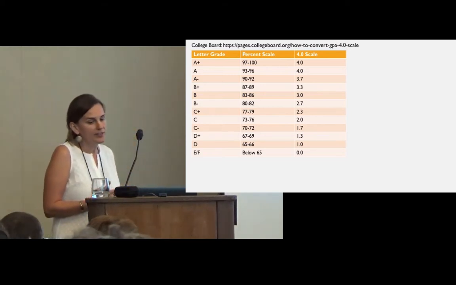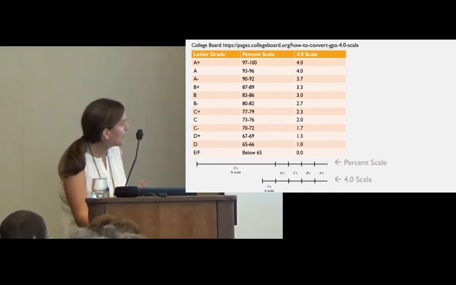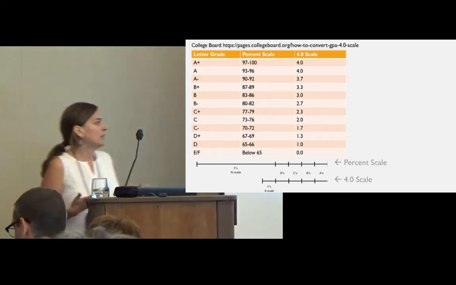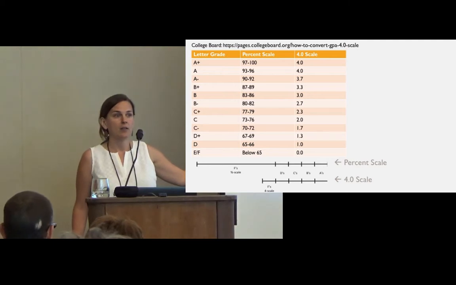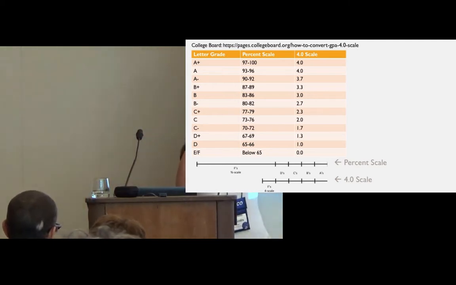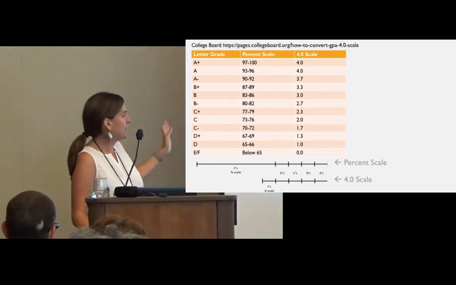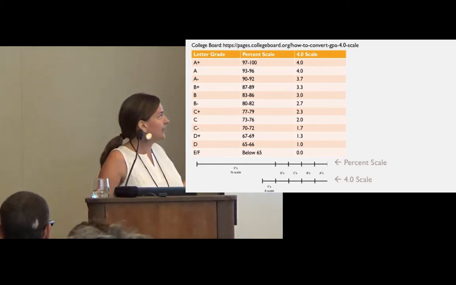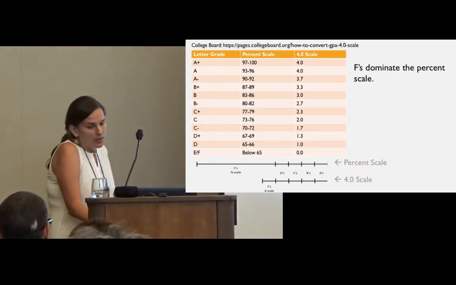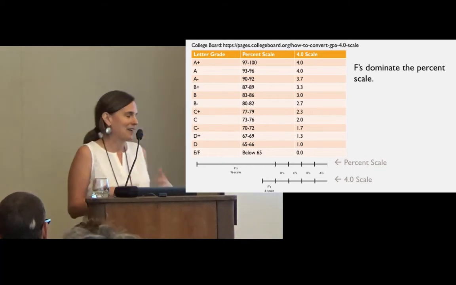But what you'll notice is what's very different is the F's. So if you think about the two scales, the percent scale has a huge proportion of the grade scale devoted to failing, whereas the 4.0 scale has the same portion of the scale devoted to failing as it does the other grades. Okay, so what we have here is a grade scale that is dominated. I mean, 65%, right? That's 65, more than half of the scale. It's dominated by F's.